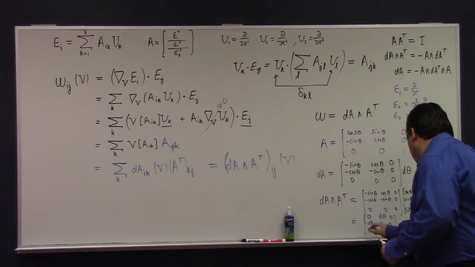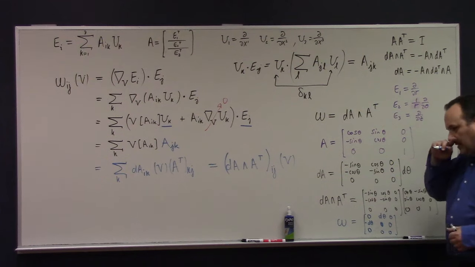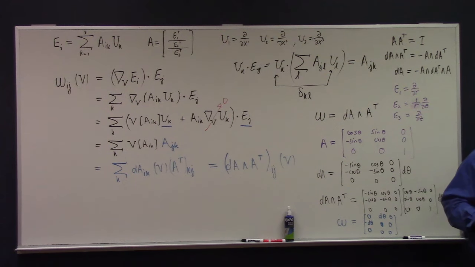So there explicitly is the connection form matrix omega for the polar frame. It's just that. So it's particularly simple. The spherical frame works out a little bit more interesting, kind of like your homework problem. Okay, so moving on here.